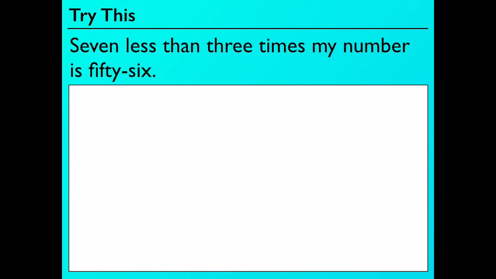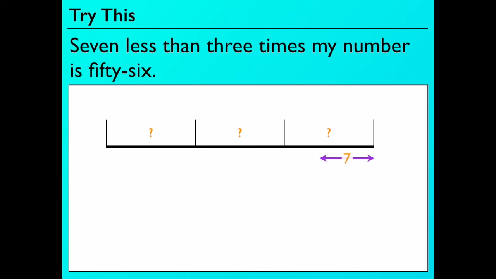Alright, 7 less than 3 times my number is 56. Alright, so I have 3 times my number. And this time it says 7 less than 3 times my number. So in this case I have a length less than 7, and it is 56.